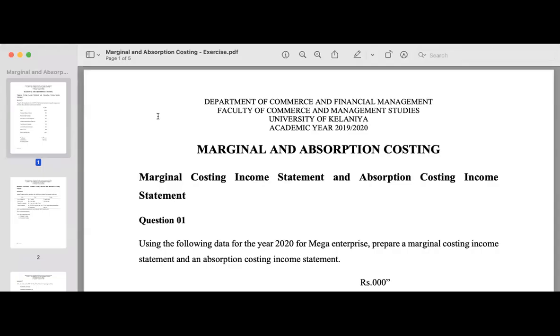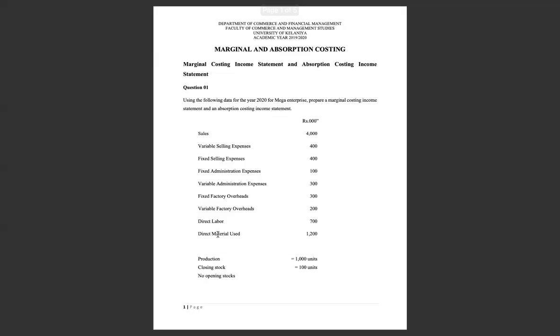In today's lesson, what we are going to discuss are a few exercises, a few questions from the lesson that we discussed previously. So, what was our last lesson that we did? Marginal and absorption costing.